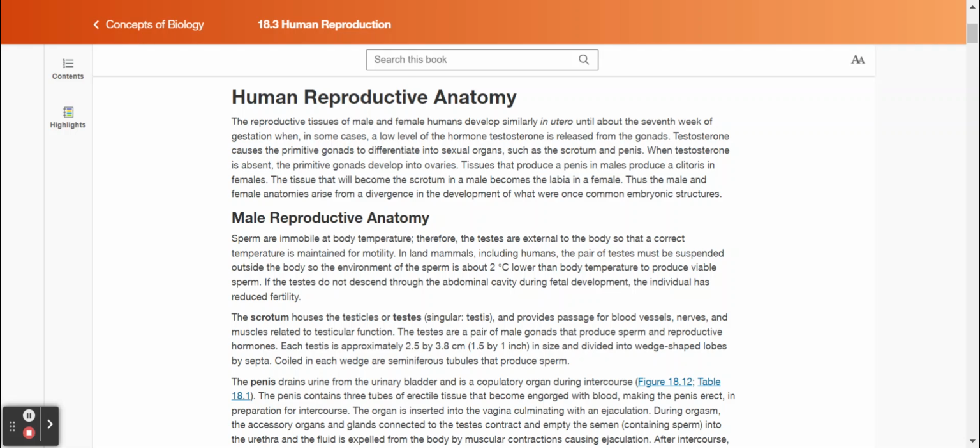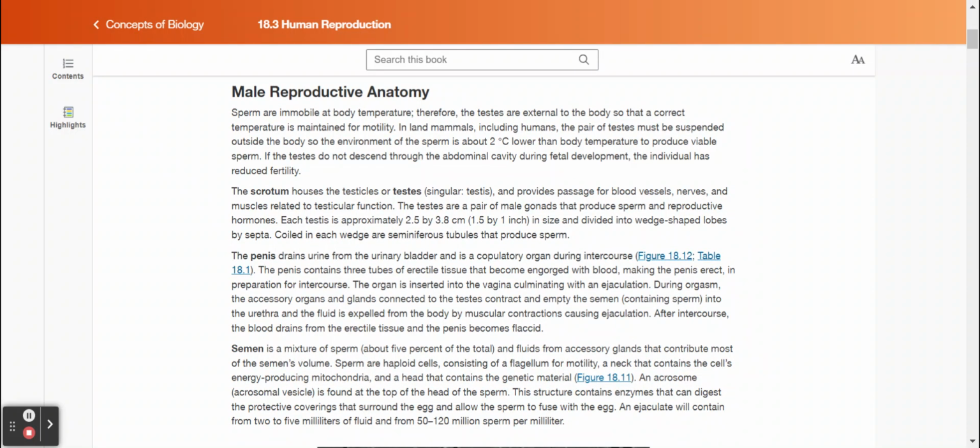Tissues that produce a penis in males produce a clitoris in females. The tissue that will become the scrotum in a male becomes the labia in a female. Thus, the male and female anatomies arise from a divergence in the development of what were once common embryonic structures.